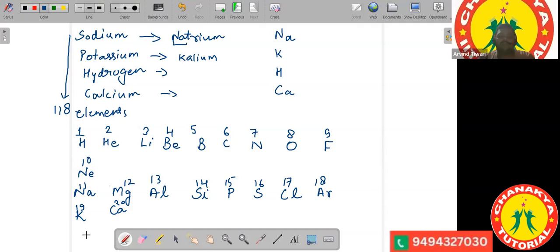Sir, what is the 14th one? The 14th one is silicon. So, sodium, magnesium, aluminium, silicon, phosphorus, sulfur, chlorine, argon, potassium, and calcium. So, these are the first 20 elements. They have been arranged in the order of their increasing atomic numbers. We will talk of atomic number just now, but these are some symbols of them. You have some other symbols also.